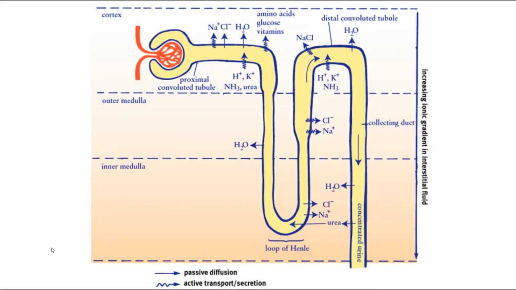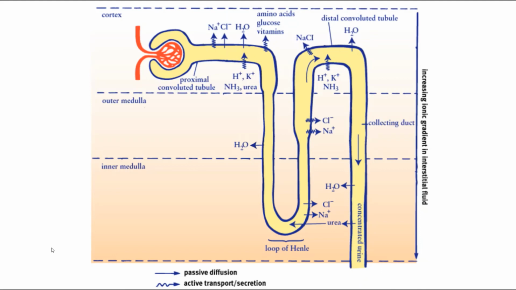Once it passes through the ascending loop of Henle, the filtrate then goes through the distal convoluted tubule, where there is both secretion and reabsorption. Again, HUNC or H+, urea, ammonia, and potassium ions are secreted, and salt and water are reabsorbed. The major difference between the proximal and distal convoluted tubules is the reabsorption of glucose, amino acids, and vitamins at the proximal convoluted tubule only.